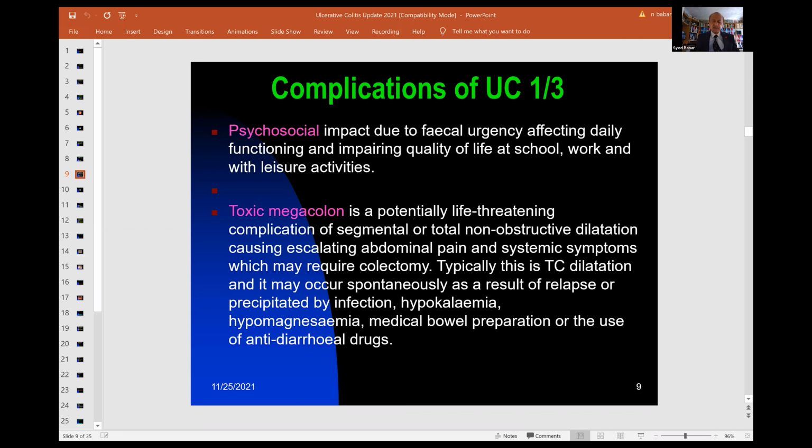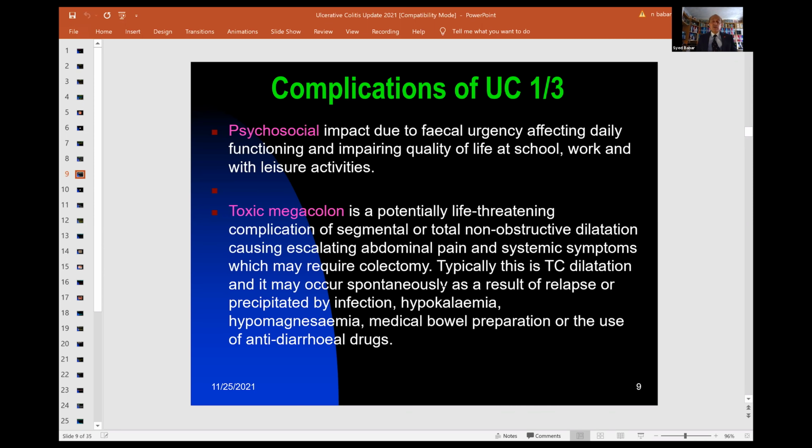Remembering that ulcerative colitis is a non-obstructive disease, so there is easy flow forward and backwards. There is no fibrosing stricture, there is no mass which is causing obstruction, and yet the affected colon has swollen and balloons out. And it does produce significant abdominal and systemic symptoms, sometimes necessitating a colectomy.